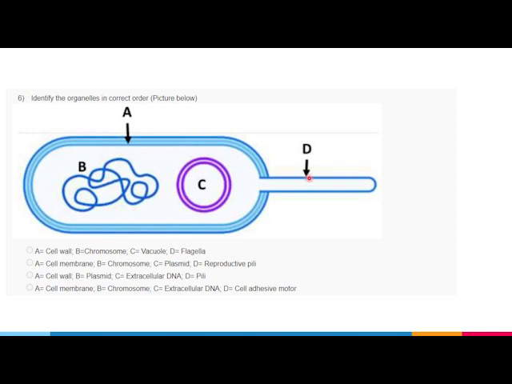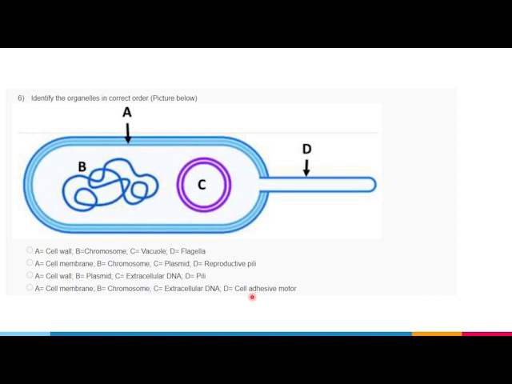A, B, C, and D are four separate things. We are given four options. In the first option, A is cell wall, B is chromosome, C is vacuole, D is flagella. In the second, A is cell membrane, B is chromosome, C is plasmid, D is reproductive pili. In the third, A is cell wall, B is plasmid, C is extracellular DNA, D is pili. And the final one, A is cell membrane, B is chromosome, C is extracellular DNA, and D is the cell adhesive motor. So Archana goes ahead and says it is B, that is A is cell membrane, B is chromosome, C is plasmid, and D is reproductive pili.